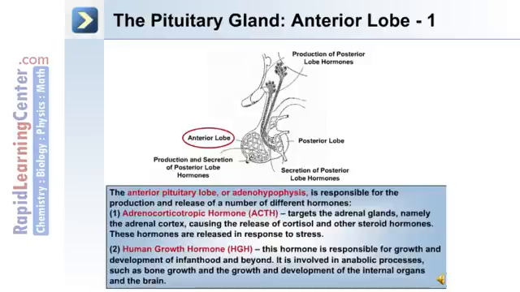Number 2, human growth hormone, or HGH. This hormone is responsible for growth and development of infanthood and beyond. It's involved in anabolic processes such as bone growth and the growth and development of the internal organs and the brain.